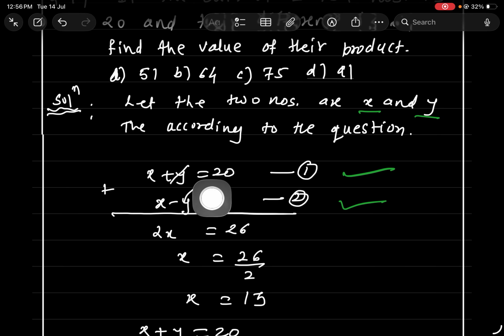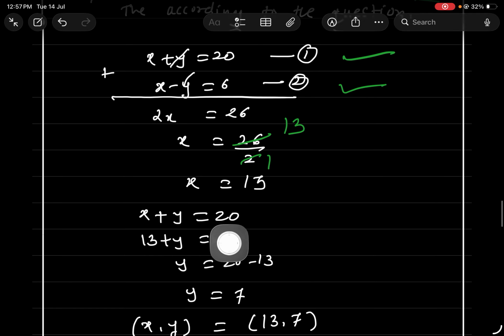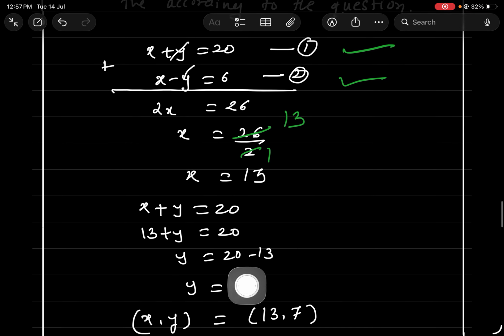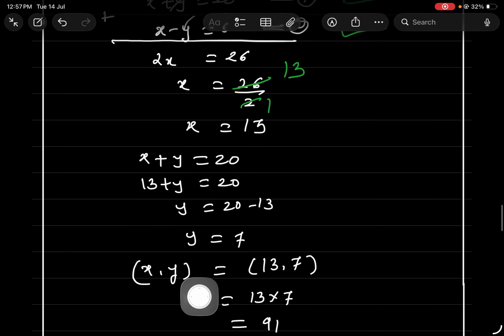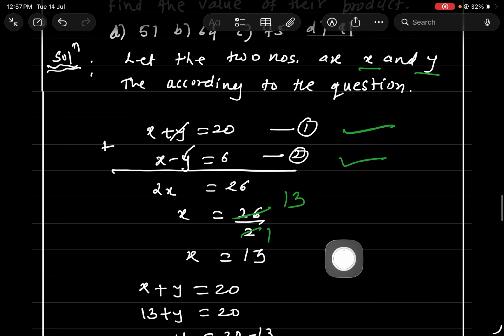Now here you can add, that means plus and minus, so y will be eliminated. x plus x, 2x equal to 26, x equal to 26 upon 2, that means 2 ones are 2, 2 thirteens are 26, so x equal to 13. Put x in x plus y, so 13 plus y equal to 20, y equal to 20 minus 13, y equal to 7. Your solution is x and y, which means 13 and 7.